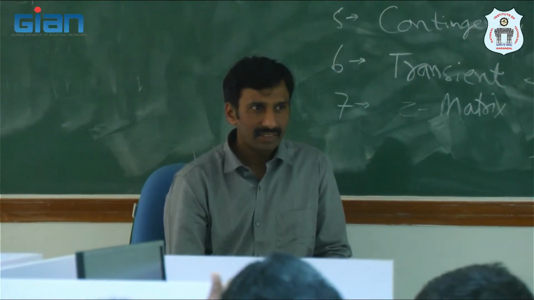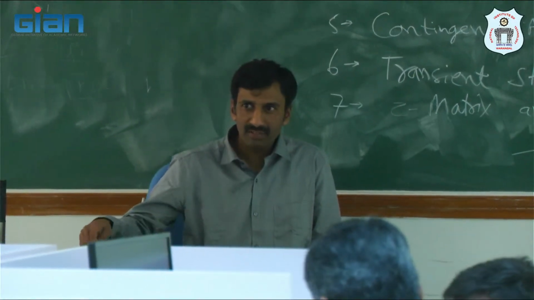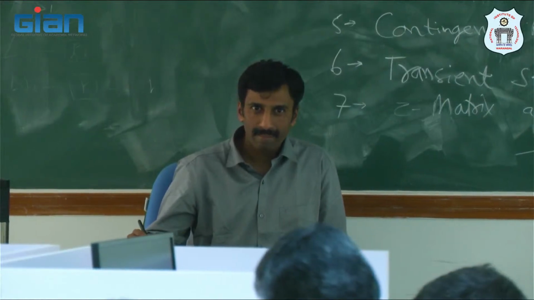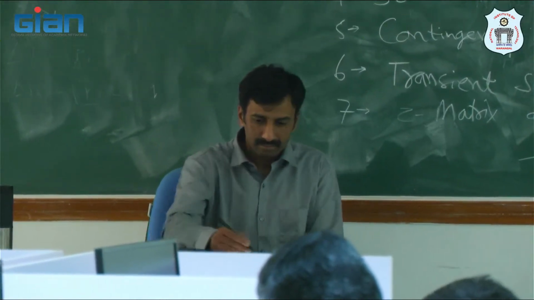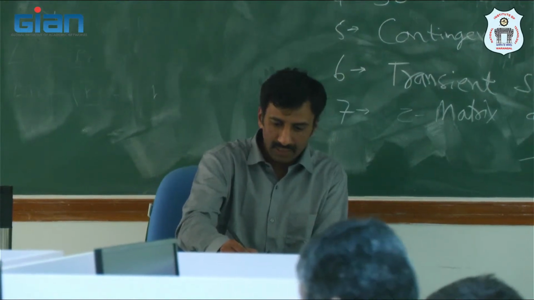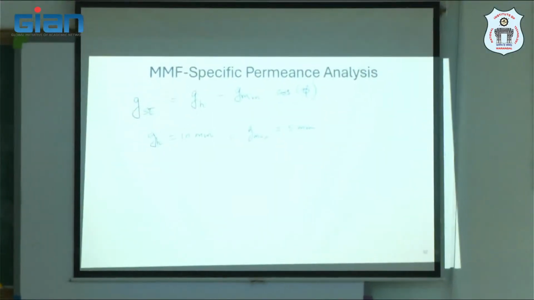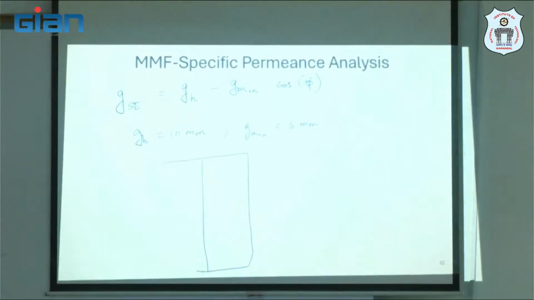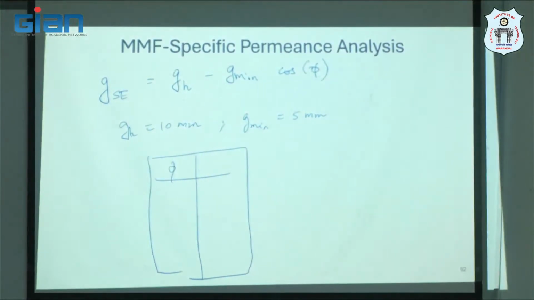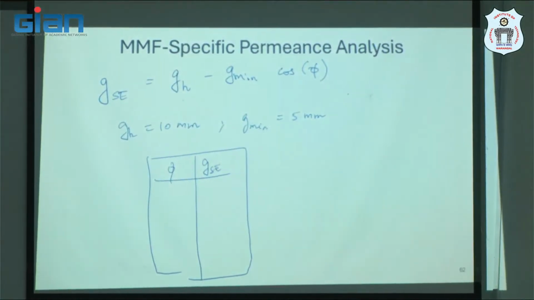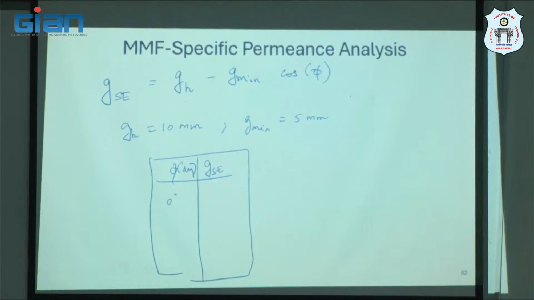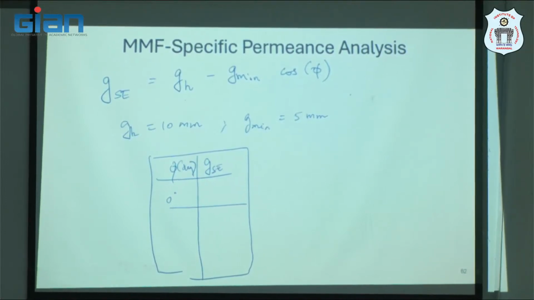Anybody to verify? You substitute different angles for phi and check. So GH is 10 mm. G min is 5 mm. So if we extrapolate the phi versus G static eccentricity, when phi in degrees is 0, what is cos 0? 1. So 10 minus 5 into 1, which is 5, will give me 5 mm.